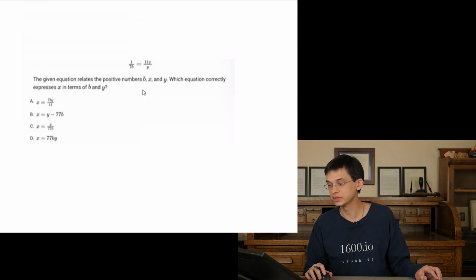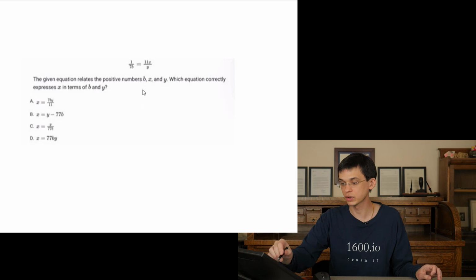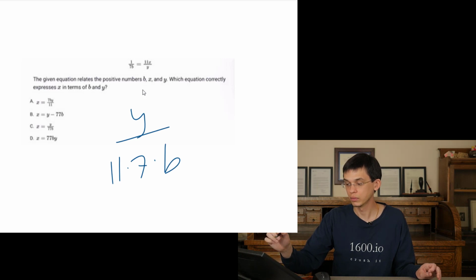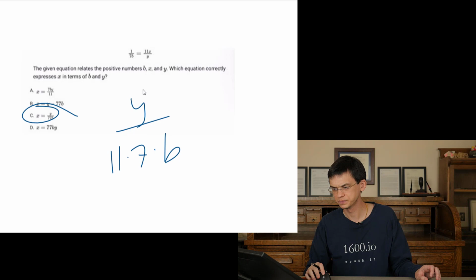1 over 7b equals this. Multiply both sides. We have to solve for x. So multiply both sides by y and divide by 11. So we get y over 11 times 7 times b, or x equals y over 77b, C.